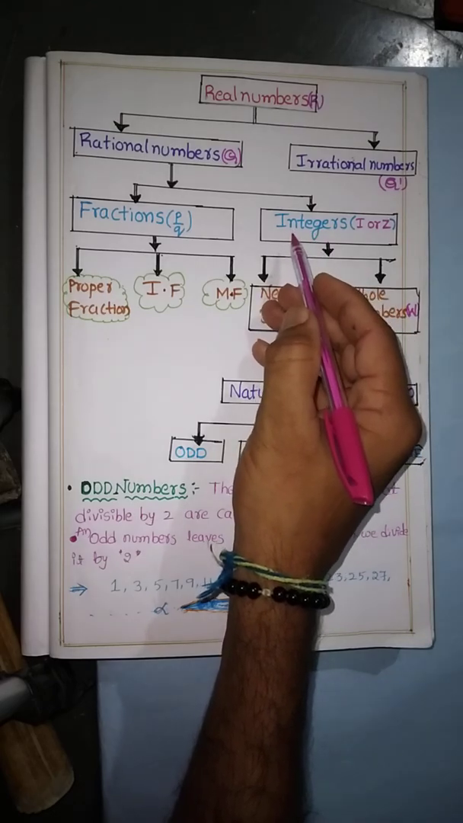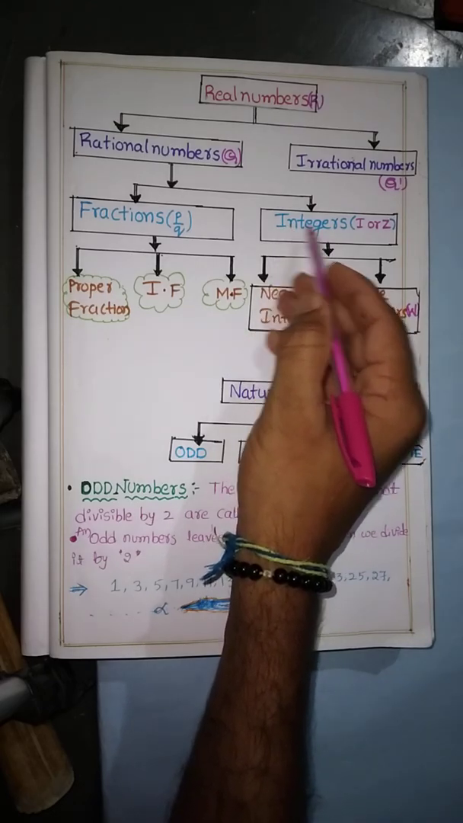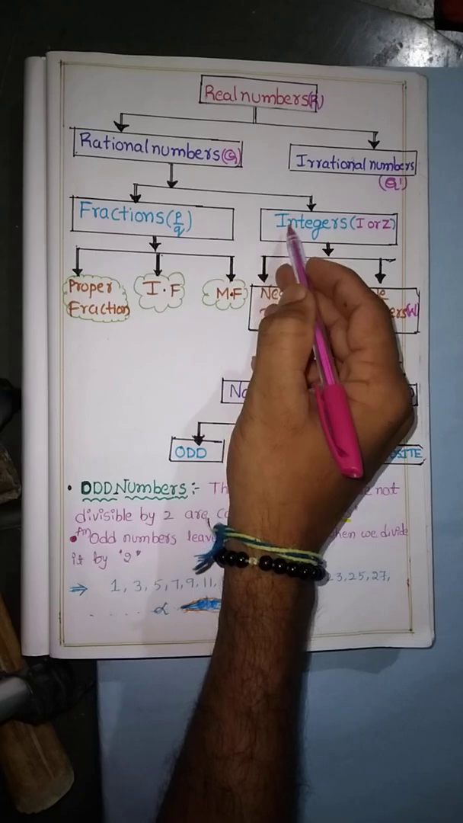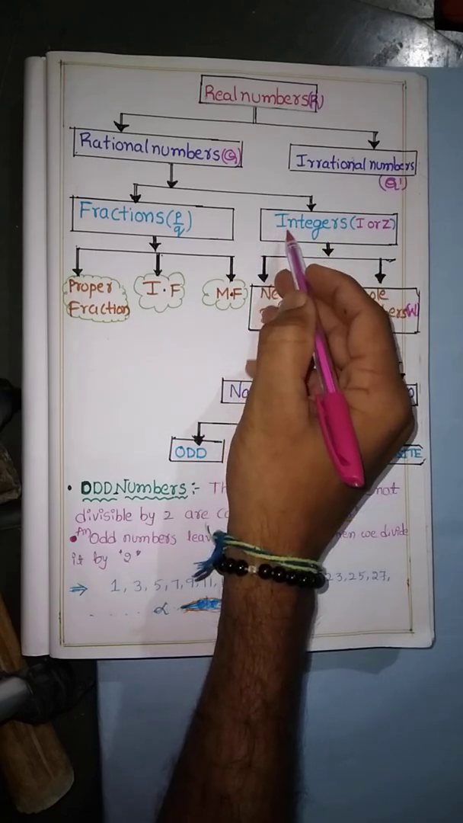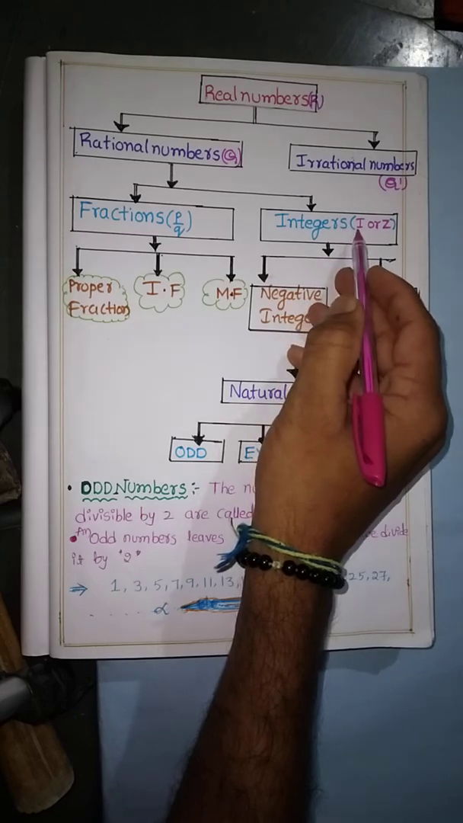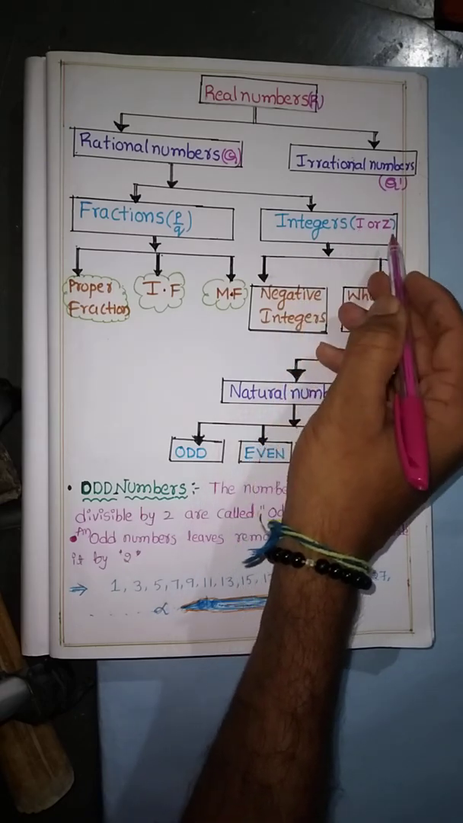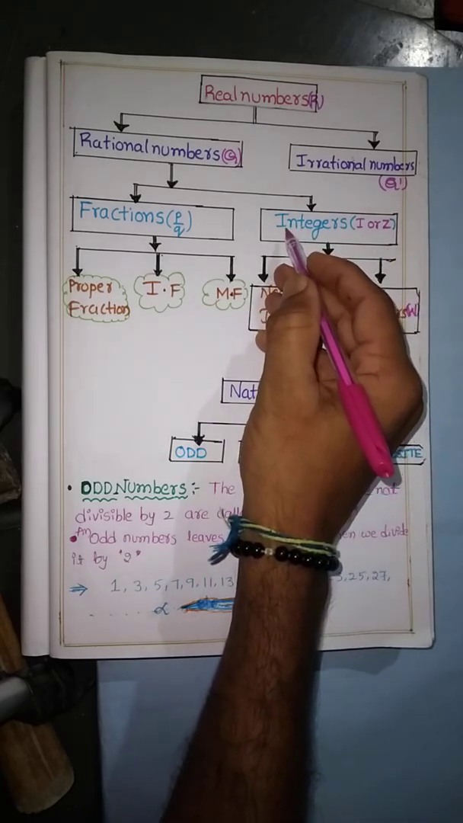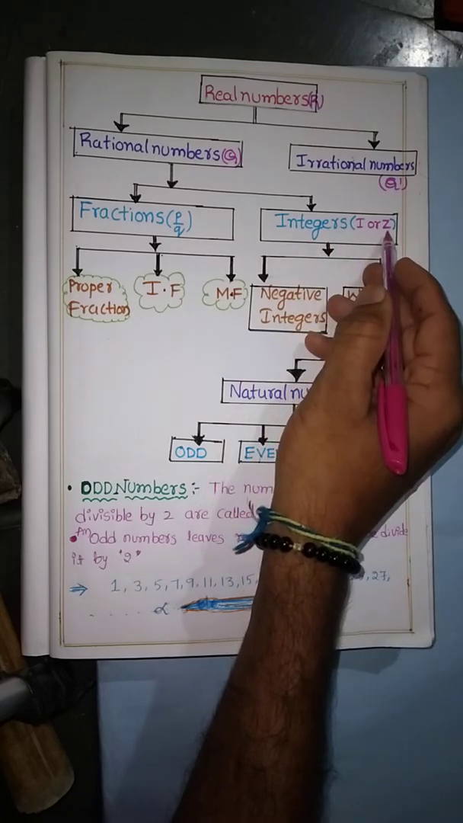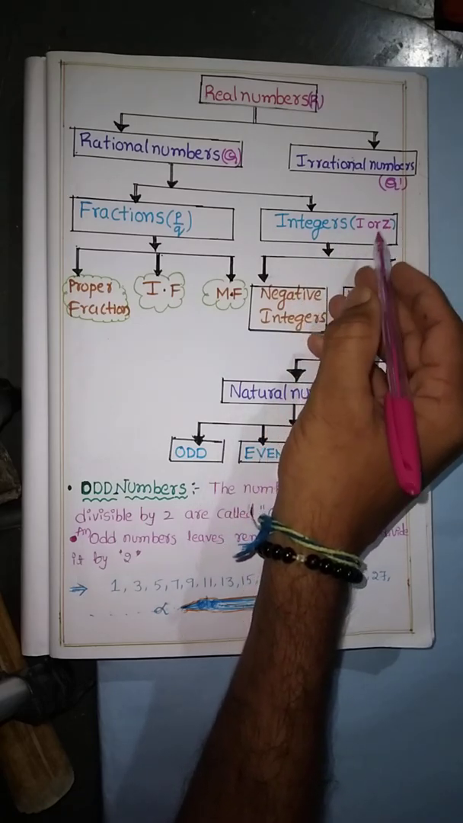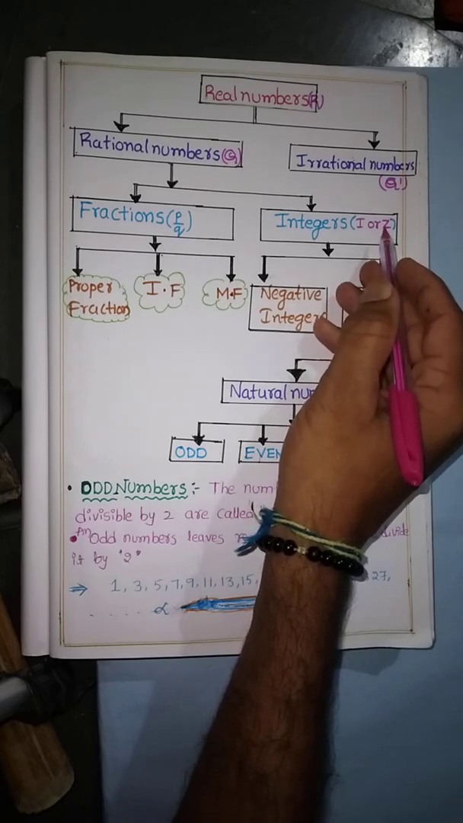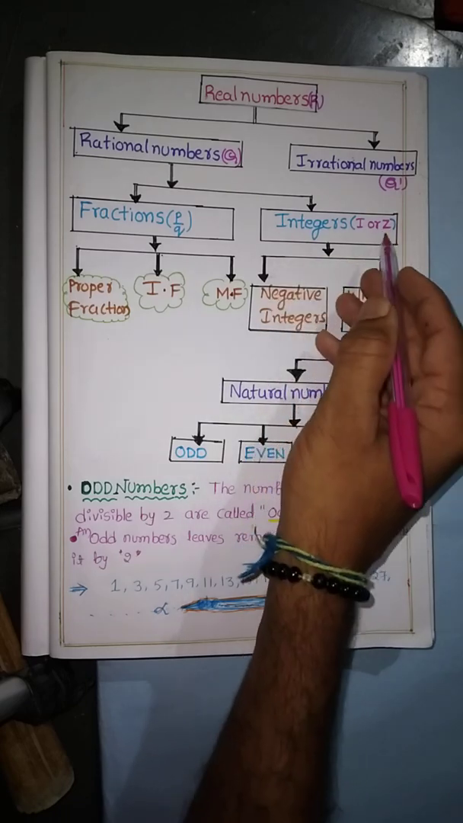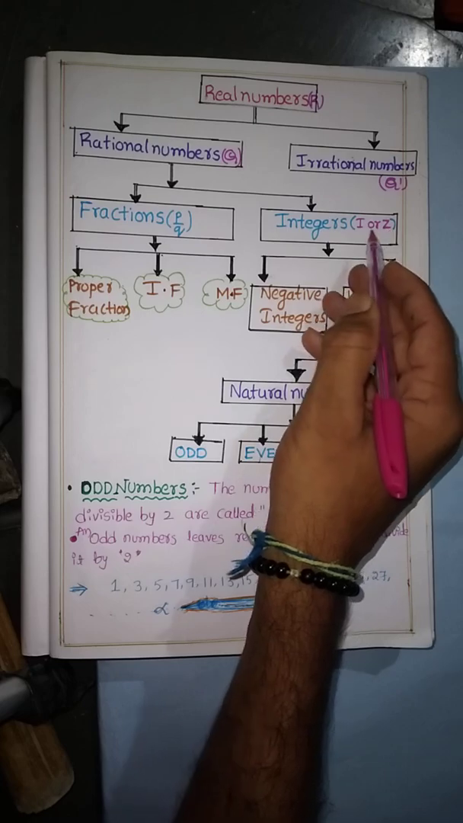Why do we use the letter I for integers? In the word integer, the first letter is I. That's why integers are indicated by I or Z. Why do we use the letter Z for denoting integers? The letter Z is derived from the German word Zahlen.